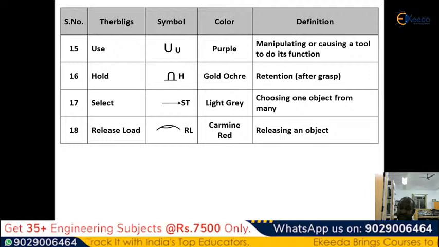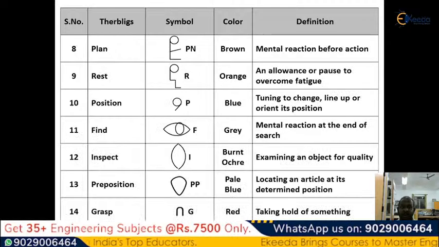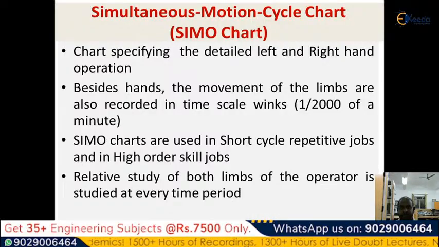So just selecting an object, it's a simple movement. Planning, it's a simple work. Then finding and inspecting. So right from a bigger perspective to a very small perspective, now we have moved. All of these have their own particular symbols and their own particular color to define what each is. So these rubrics are going to be utilized in the SIMO chart.